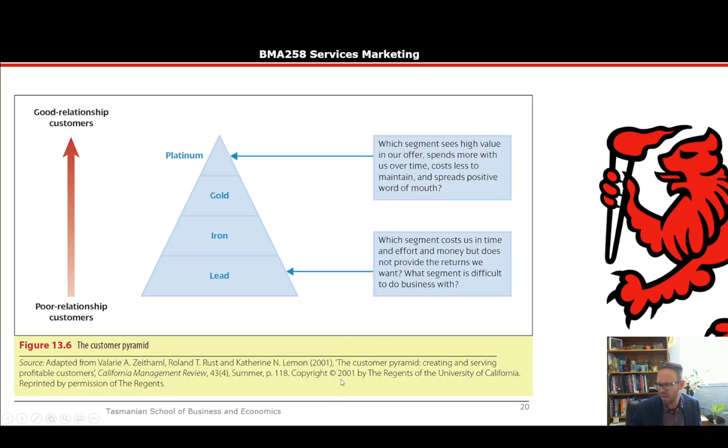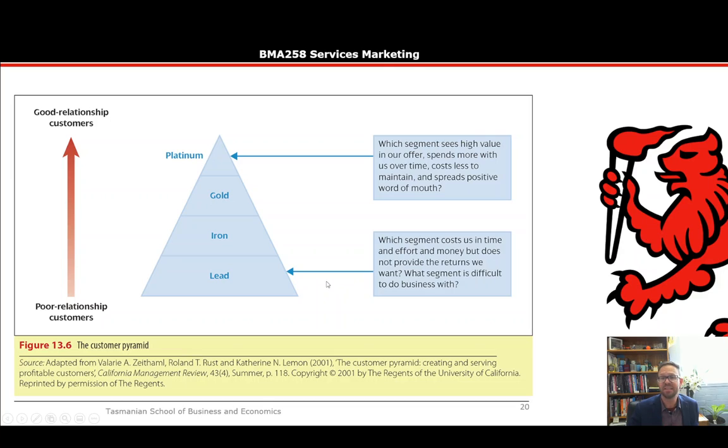All right, so we've got another one here, adapted from this. This is the reference to that one that I was talking about. So good customer relationships are platinum, poor customer relationships are lead. So which segment sees high value in our offer, spends more with us over time, costs less to maintain, and spreads positive word of mouth? Again, reinforcing the idea.